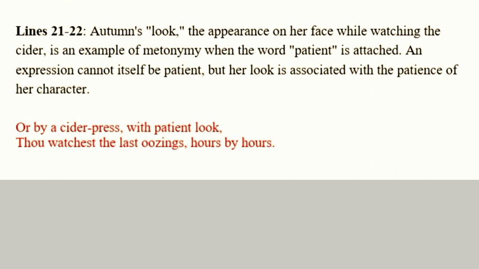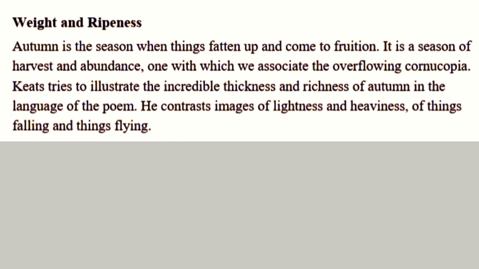Weight and ripeness is something that is important in this poem. Autumn is the season when things fatten up and come to fruition. It is a season of harvest and abundance, one with which we associate the overflowing. Keats tries to illustrate the incredible thickness and richness of autumn in the language of the poem. He contrasts images of lightness and heaviness, of things falling and things flying.